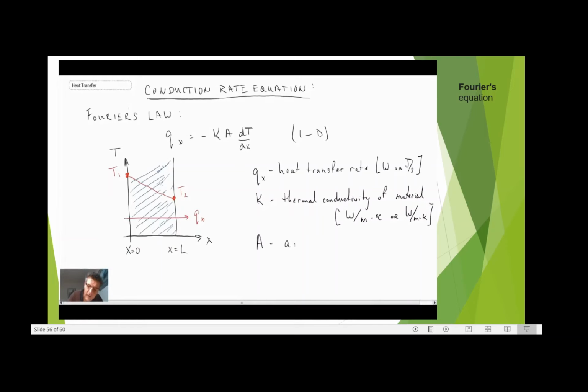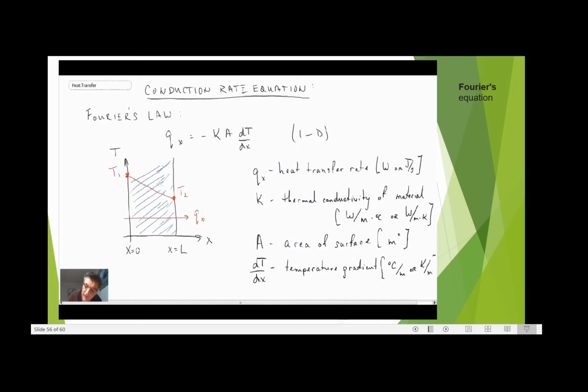And then finally, we have dT by dx. That is the temperature gradient in the direction of heat transfer, and that is what is driving the heat transfer to take place. And the units there are degrees C per meter, or could be Kelvin per meter. Given that we're looking at a difference, it doesn't matter if it's degrees C or Kelvin.